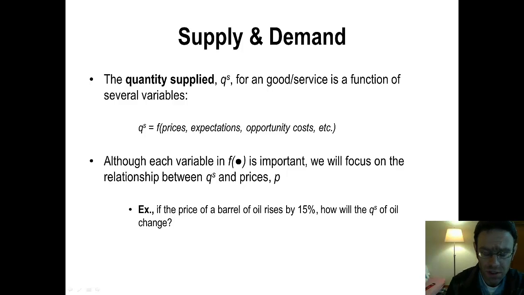Okay, to begin our discussion of the supply curve, we start by talking about quantity supplied for a commodity, which we abbreviate in this lecture as QS. The quantity supplied for a commodity can be thought of as being a function of several other variables: the price of the commodity, expectations for the future, cost of production, lots of other stuff. To begin, we're going to just focus on the relationship between price and quantity supplied, okay?